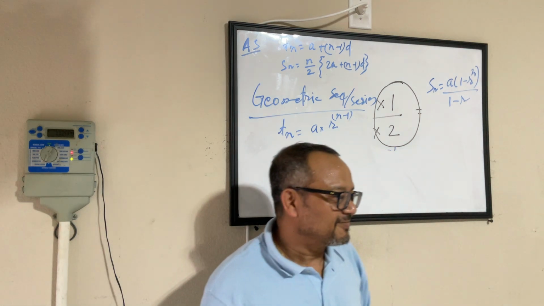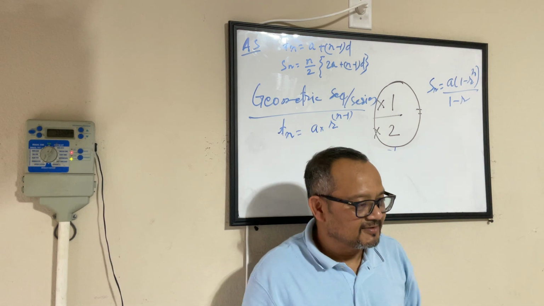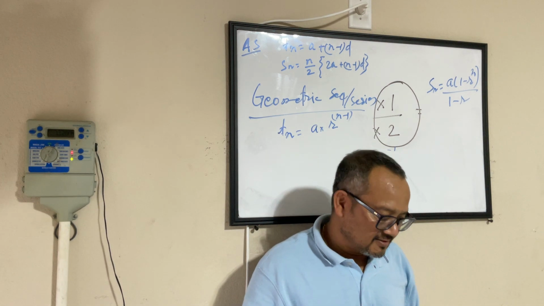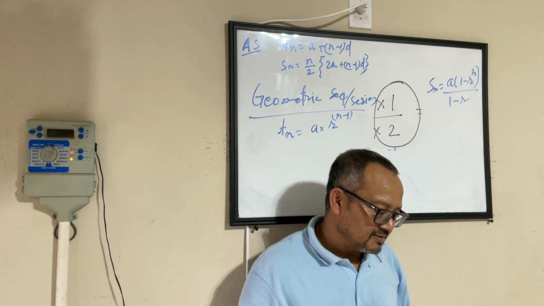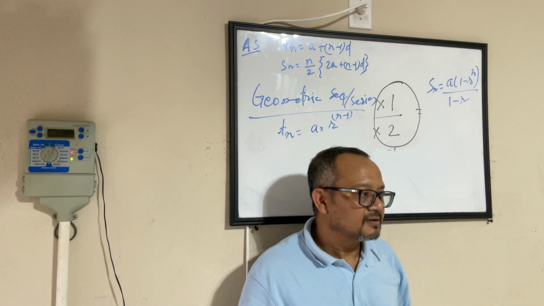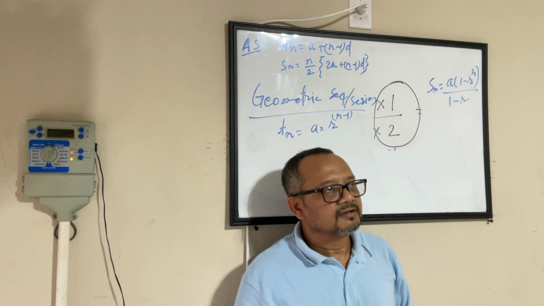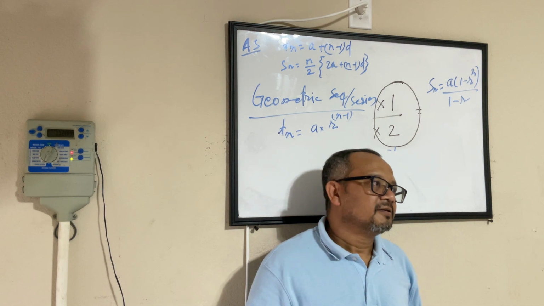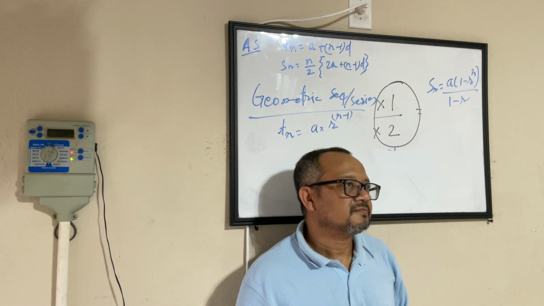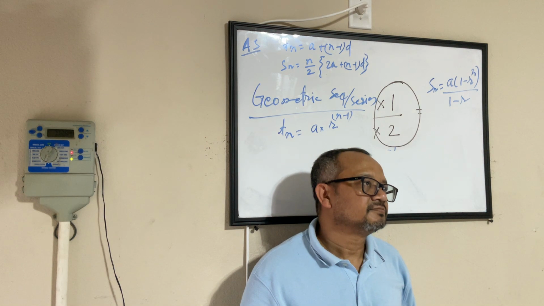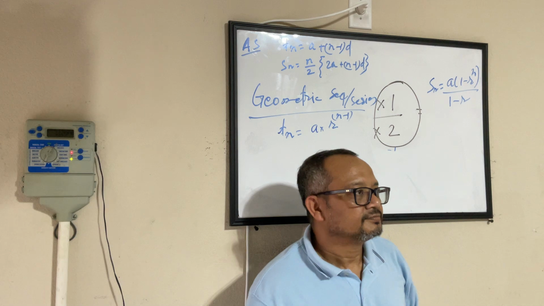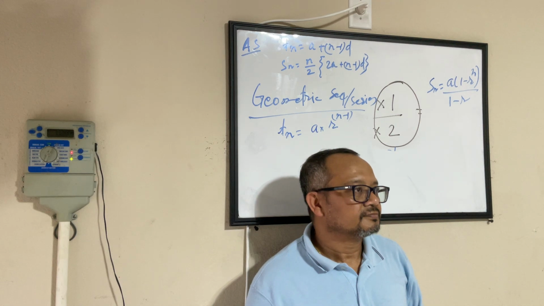Okay, so first we found the term for a geometric sequence, which is a times r to the power of n minus 1, and we found that by saying that each time you go one up in the sequence, it's like how do I?